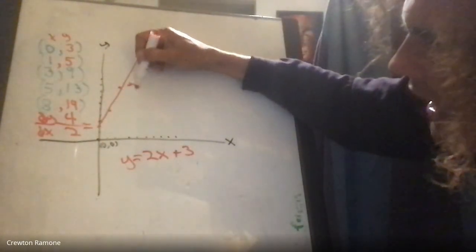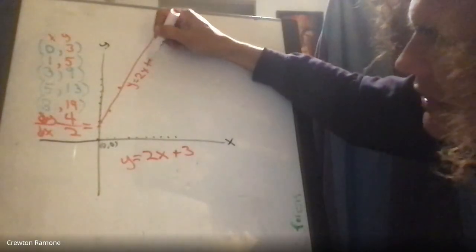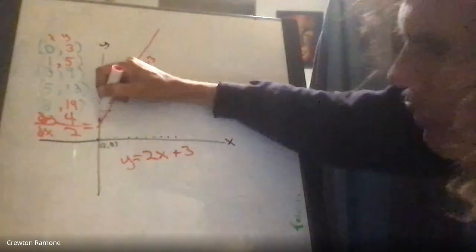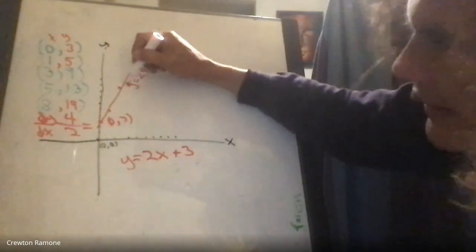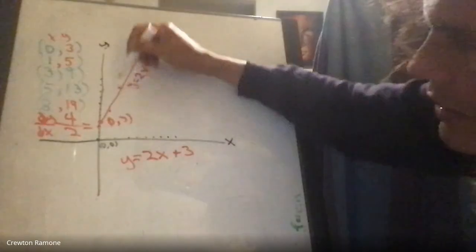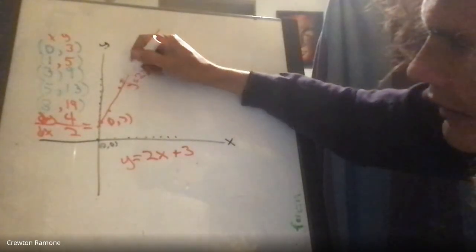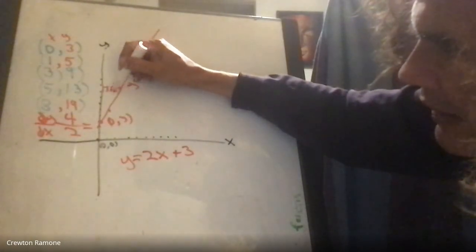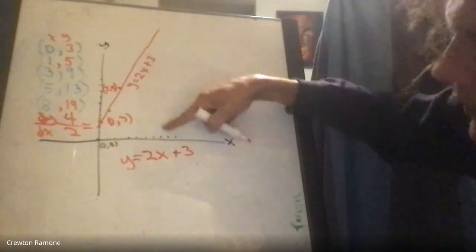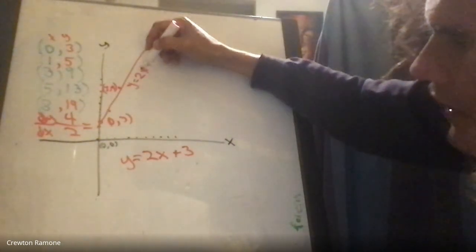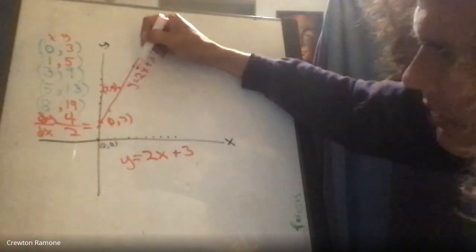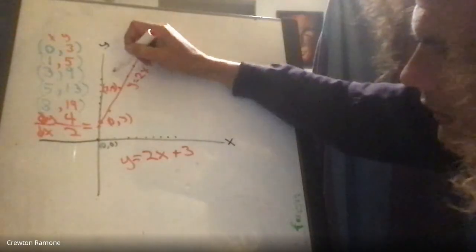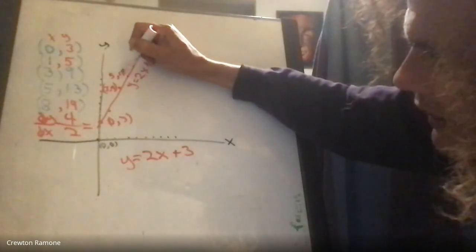What's this line? y equals 2x plus 3. That's that line. This point right here is (0, 3). This point right here is (3, 9). And over here, if I had 5, I know that this would be 13. Should be maybe closer like that. Okay, (5, 13). Okay, make your graph.